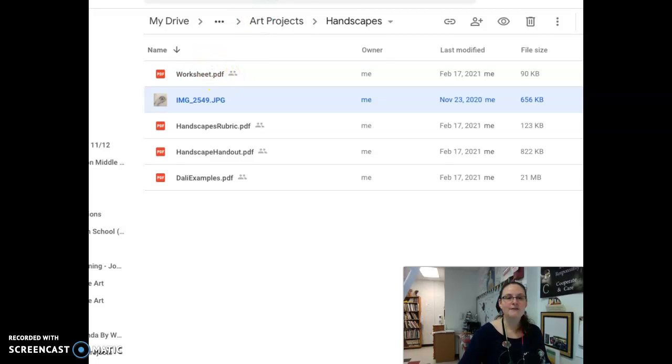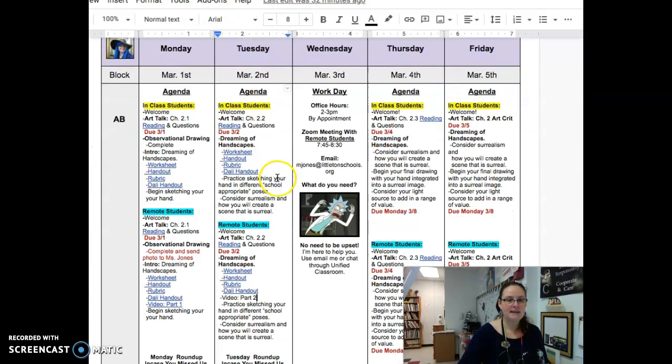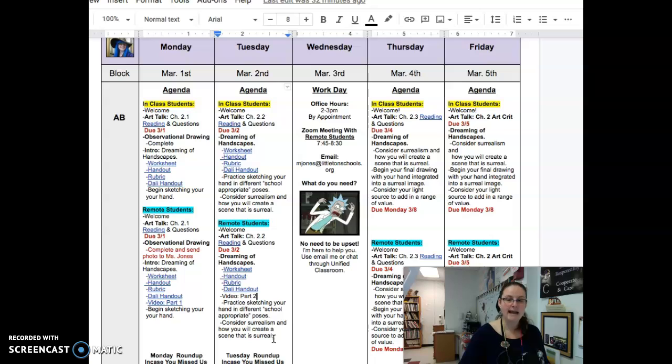So you'll be able to find right on class pages the worksheet, the handout, the rubric, the Dali handout as well. And if you've already hopefully practiced sketching your hand, the next thing is to consider how you'll pair this into a surrealistic scene. So I would go back to your sketchbook and consider that before you move on ahead. Okay? But if you have any questions, just let me know, because I'm definitely here to help.